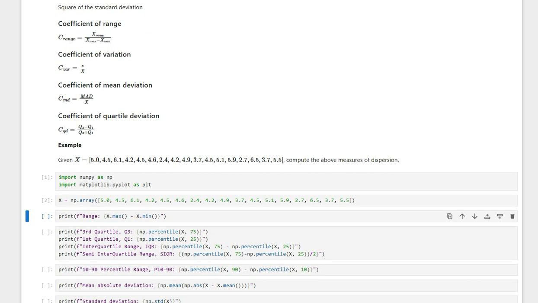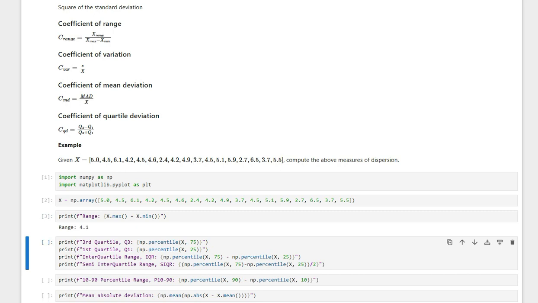Okay, and the first step is to compute the range. As I mentioned previously, it's just the difference between the maximum value in the data and the minimum value of the data. So x.max minus x.min. That will give us the range value, which is 4.1. If we look at the data, we have 6.5 as the highest number, and 2.4 is the smallest number. So the difference, 6.5 minus 2.4, is 4.1.